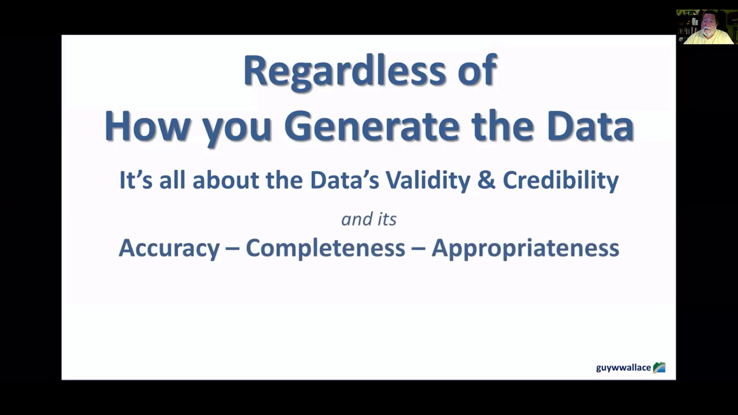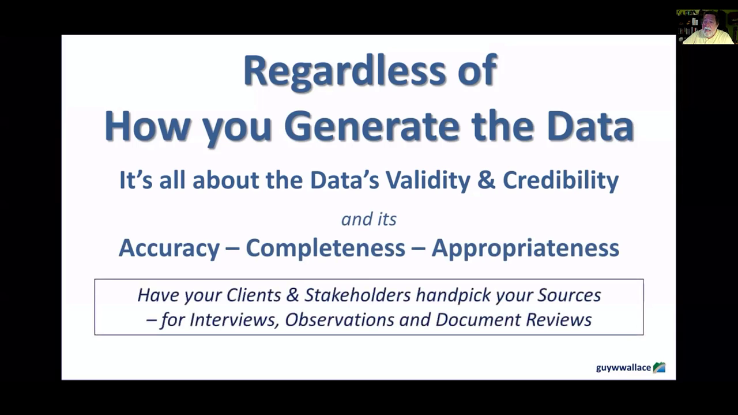So the data needs to be accurate, complete, and appropriate. And the trick is to have your clients and stakeholders handpick all of your sources for interviews. Where should you go observe things? And where not to go, and what documents should I review, and what documents might I not review? So get guided by your clients and stakeholders for the success of your projects, because otherwise you might have valid data, but it may lack credibility just because of your sources.